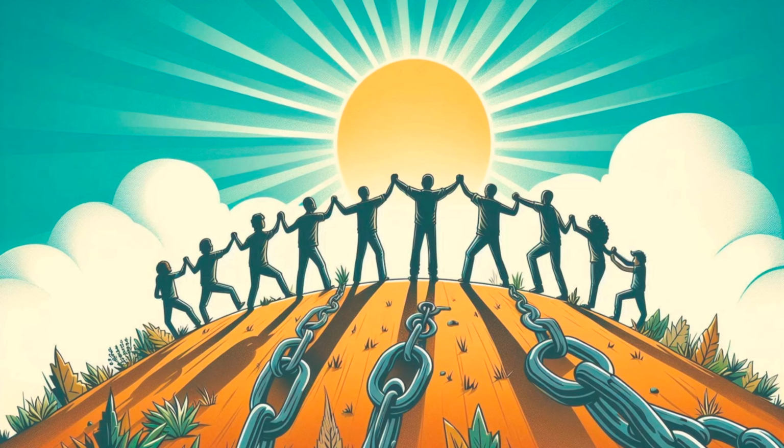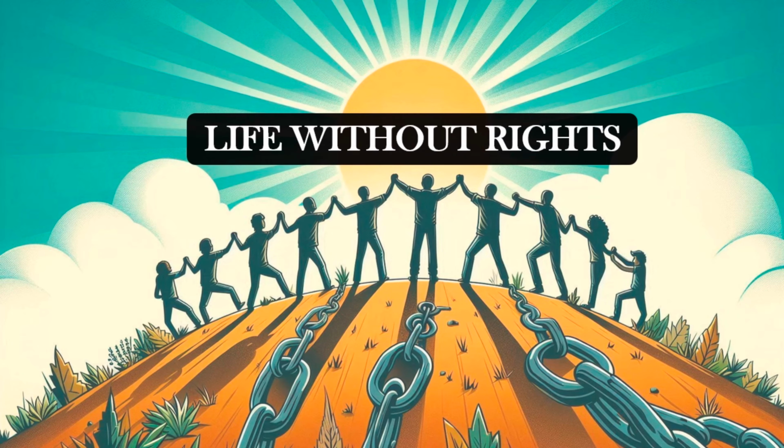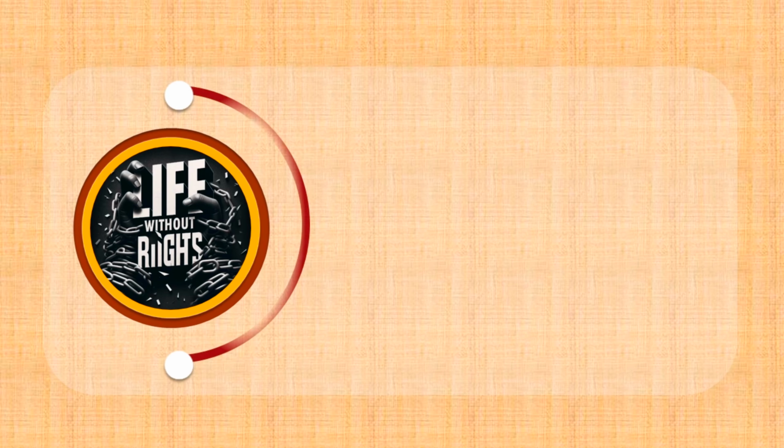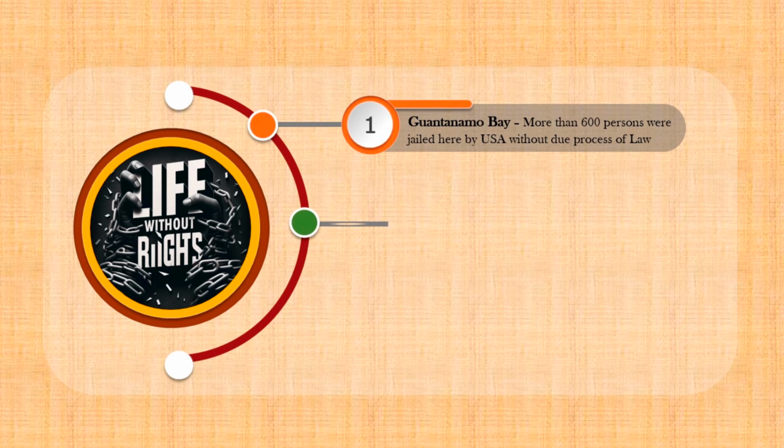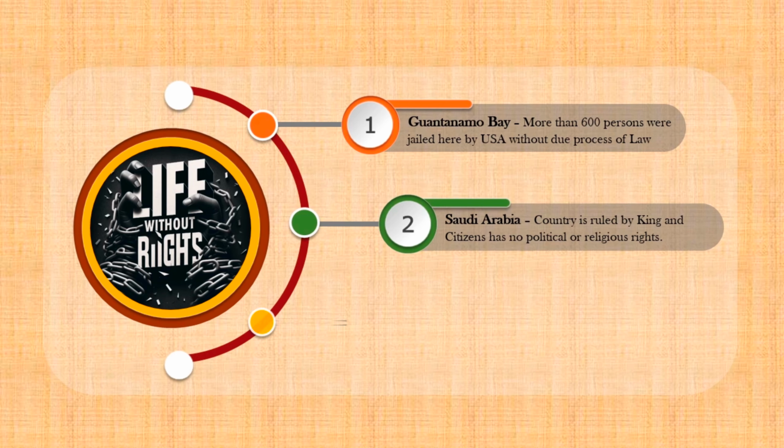Let us start with the first topic, where we will study life without rights. In this section, we will examine 3 examples to understand how citizens suffer without rights. These examples are Guantanamo Bay, Saudi Arabia, Kosovo.